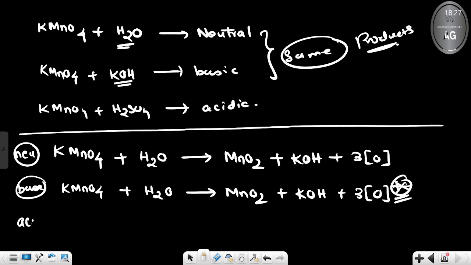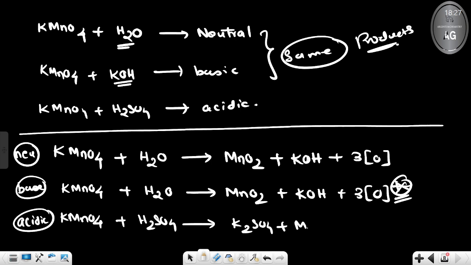In acidic medium, KMnO4 plus H2SO4 forms K2SO4 plus MnSO4 plus water plus 5 oxygen. This time you have to remember this is 5 oxygen. Only 5 oxygen is present for acidic medium of KMnO4. Done? Now let's start with the reactions.